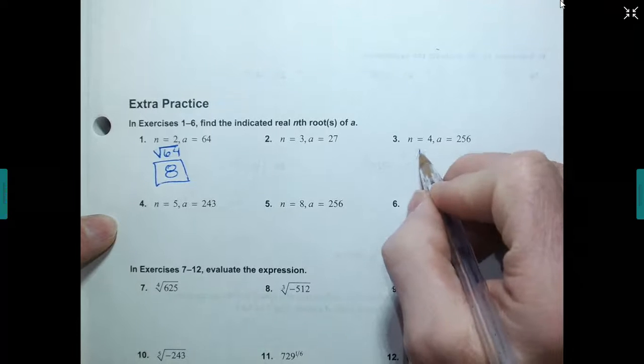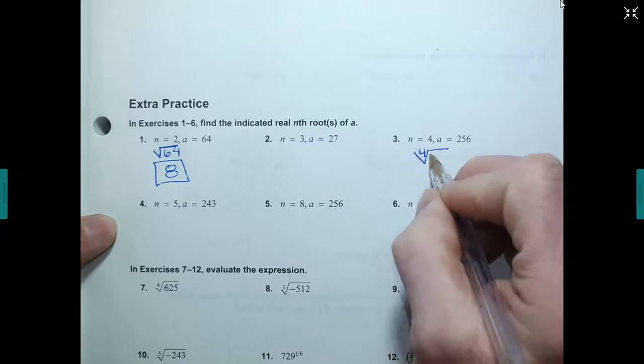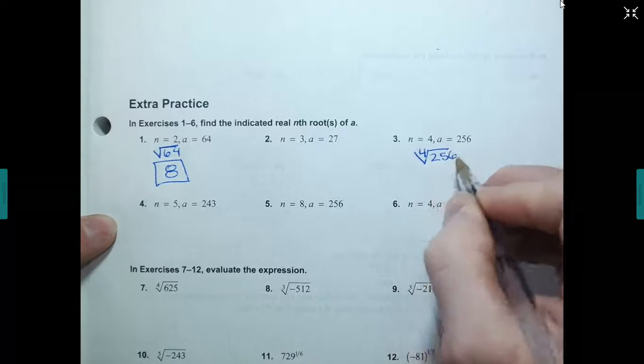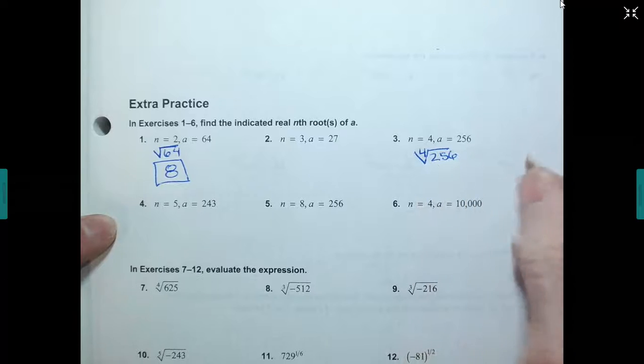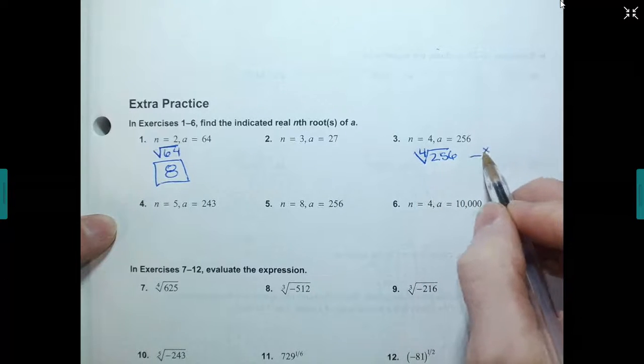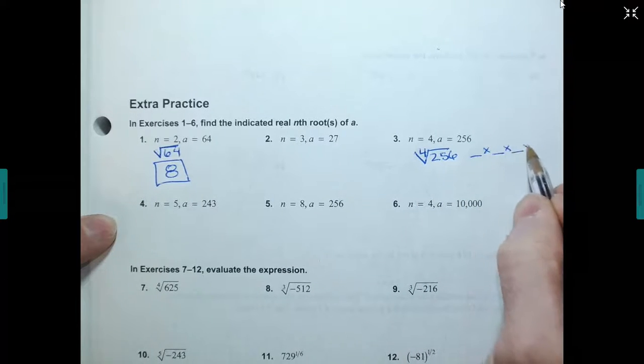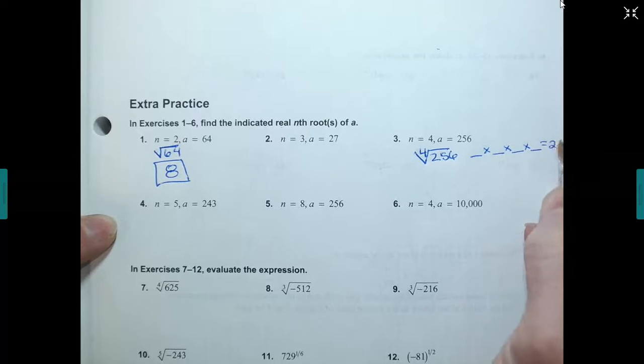256, the fourth root, so I've got 4, 256. So what times what times what times what? What 4 times, 1, 2, 3, 4, equals 256.